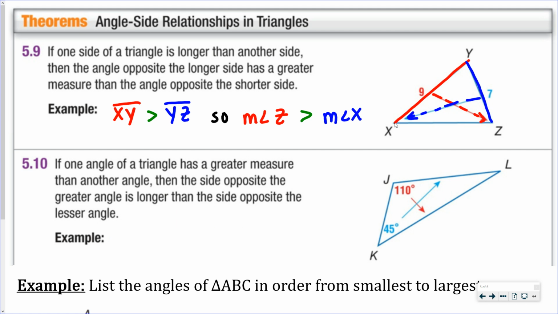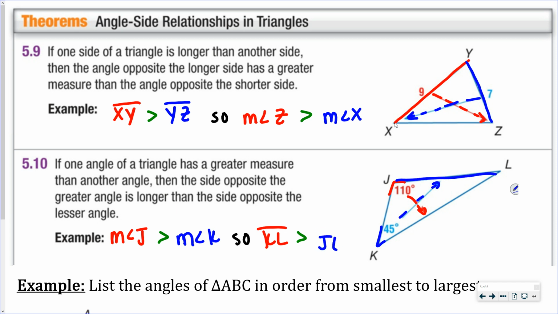If you know comparisons of two angle measures, like in this photo right here, I can see the measure of angle J, which is 110 degrees, is definitely greater than the measure of angle K, which is 45 degrees. If you know that for sure, we can't just say it looks bigger. It has to be marked. Then you can say the side across from angle J, which in this case is KL, would be greater than JL, the side across from angle K. We don't know exactly what the measure is. Isn't that cool?